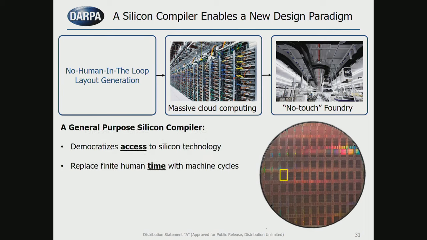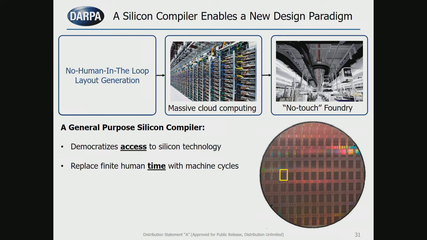So, a general purpose silicon compiler does two things. One, it democratizes access to silicon technology. What does that mean? It means that you don't need people like me, chip design experts with 20 years experience, to design a chip. A software person, a math person, an algorithm person, if they can write code, everything else is hidden, right? So perfect abstraction layer, not perfect performance, but it gets the job done. Just like a compiler today, you don't need to know how the compiler works to write code. You don't even need to know how hardware works to write code, right? Look at Python. I would say that 99% of the people who write Python don't know anything about hardware. And second, you replace human time with machine cycles.